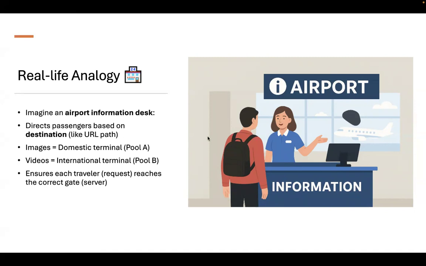So what is happening here? Passengers are being directed to different terminals. Imagine an airport information desk directs passengers based on destination, like the URL path here. Images, for example, equals the domestic terminal, pool A. Videos equals the international terminal, pool B. So it ensures each traveler's request reaches the correct gate, here the server or the pool.